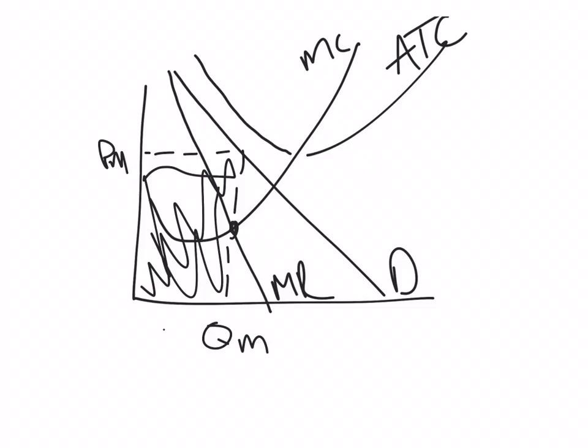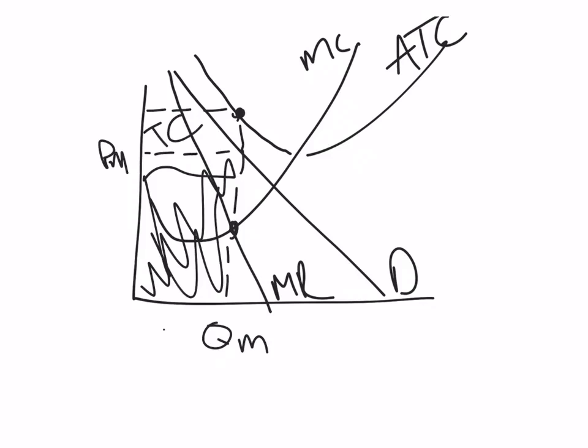But to determine if we have fair returns, profit, or loss, we need to determine the total cost at the profit maximizing point. And to do this, we'll go from the quantity and dot all the way up to the ATC, which is right here. And here this becomes our total cost.